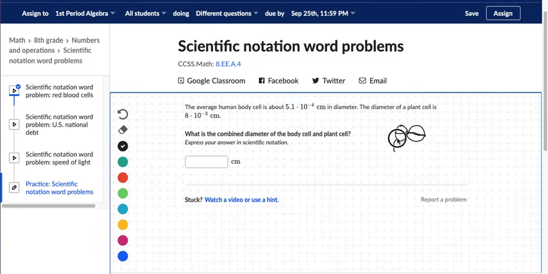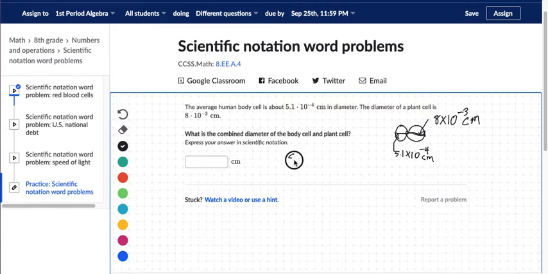Okay, so this is 5.1 times 10 to the negative 4th centimeters. And this one is 8 times 10 to the negative 3 centimeters. And if we want to add those, we can do that, but we need to be in the same form, right? We need it to have the same power of 10. So if 8 times 10 to the negative 3, what would that be in 10 to the negative 4?